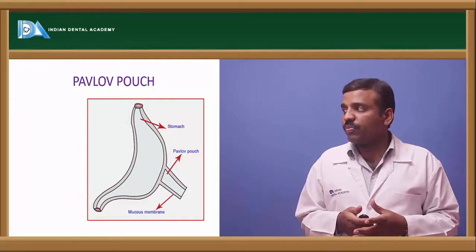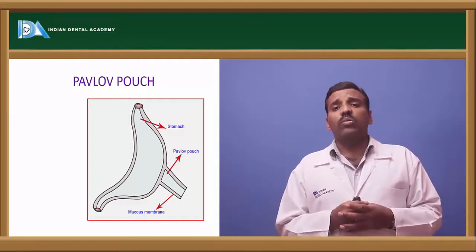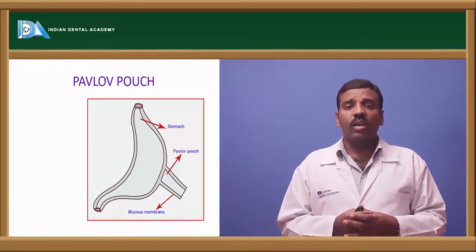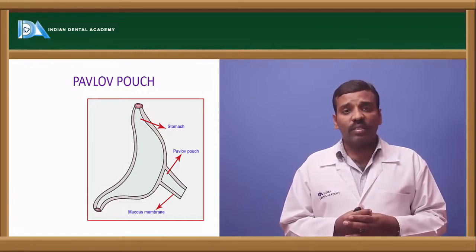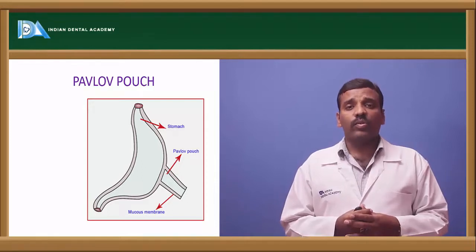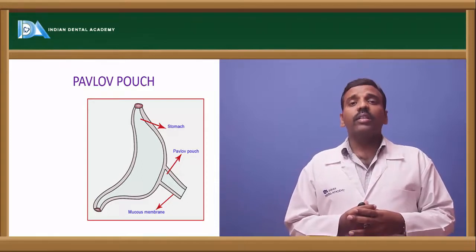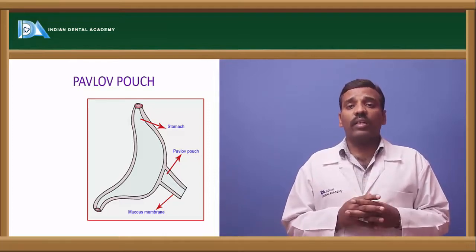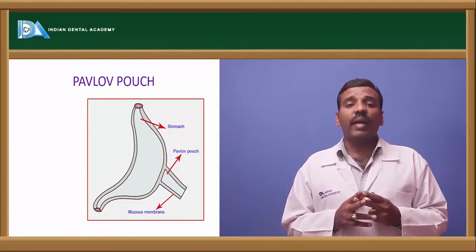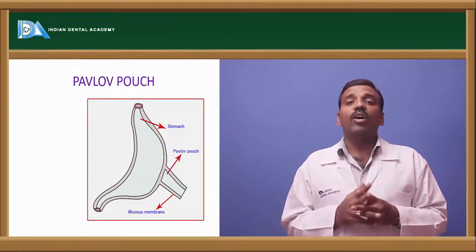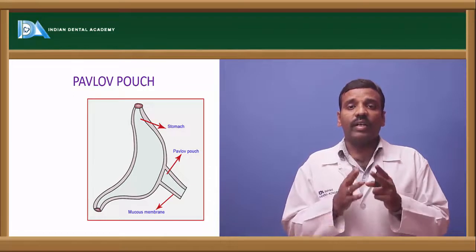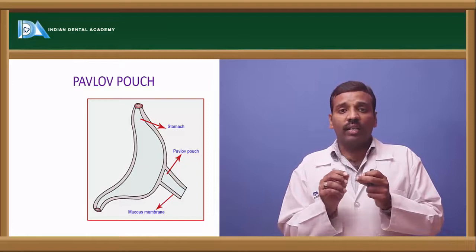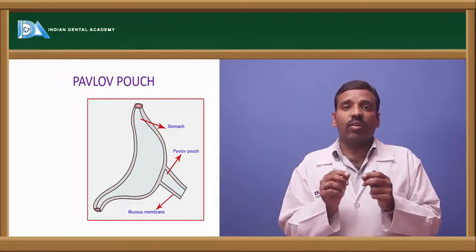And next is the method of study of the secretion of the gastric juice. For this, there is experimental evidence, that is the Pavlov's pouch, which is very important here. Pavlov is a scientist who made a cut in the body of the stomach of the dog and made a pouch-like structure, which is sutured to that cut place of the stomach.